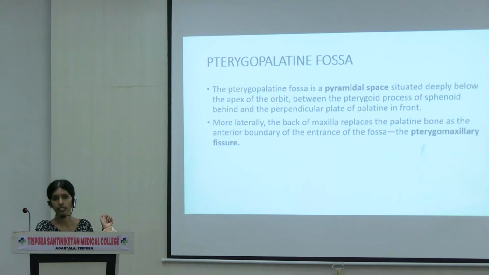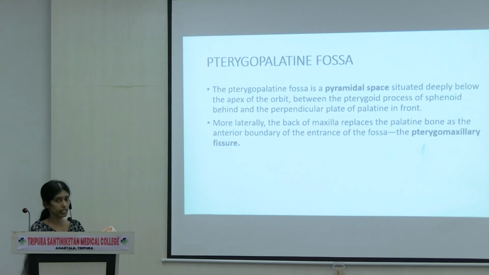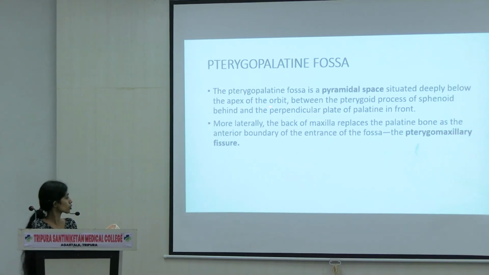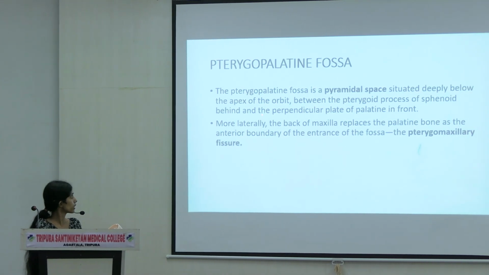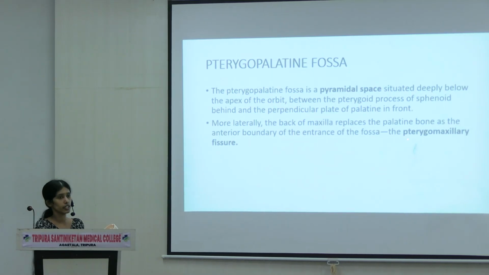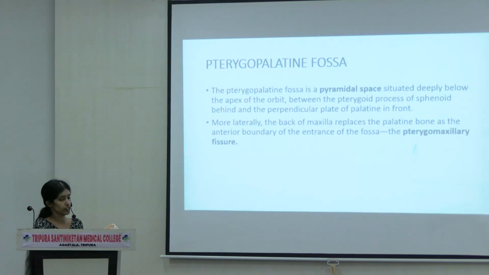In the next session we will be discussing the Pterygopalatine Fossa and Pterygopalatine Ganglion in detail. The Pterygopalatine Fossa is a pyramidal space situated deeply below the apex of the orbit between the pterygoid process of sphenoid behind and the perpendicular plate of palate in front. More laterally, the back of the maxilla replaces the palatine bone as the anterior boundary of the entrance of the fossa, that is called the pterygomaxillary fissure.